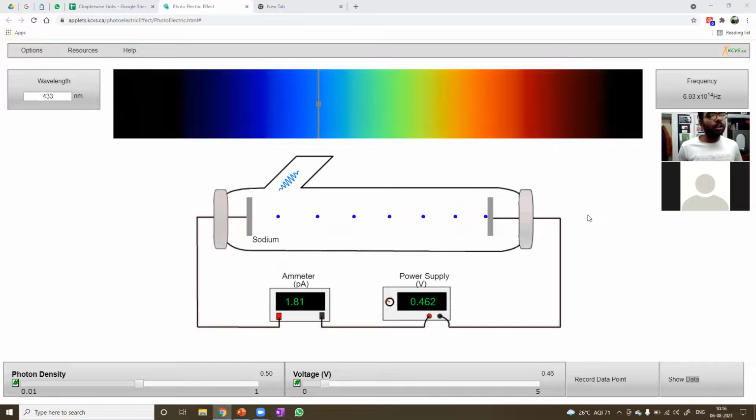Whether electrons come out or not depends on frequency. The number of electrons coming out depends upon intensity. Yes, exactly. Very good. But if the frequency is below a certain limit, no matter how much you increase the intensity of the light, electrons won't come out. That frequency is called the threshold frequency.